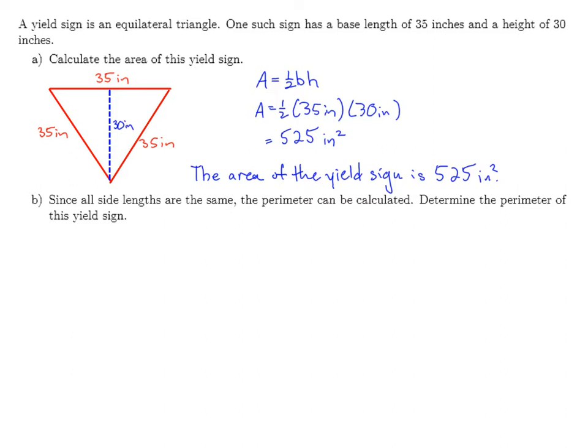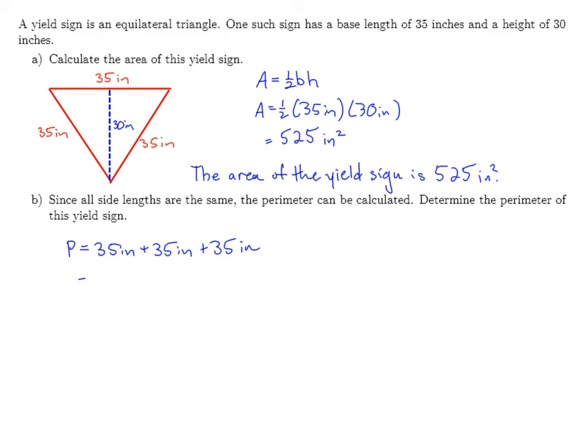Next, I'm going to calculate the perimeter. And the perimeter of a two-dimensional object is the length around it. So since this is an equilateral triangle, that means all side lengths are the same. All side lengths are 35 inches. So my perimeter here, which I'll denote with P, is just going to be 35 inches plus 35 inches plus 35 inches.